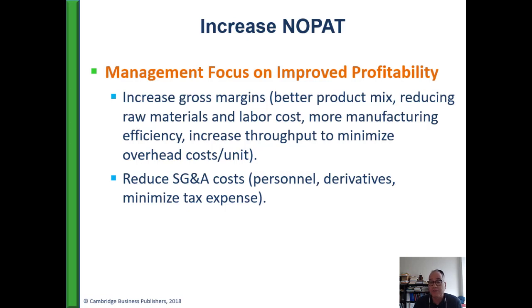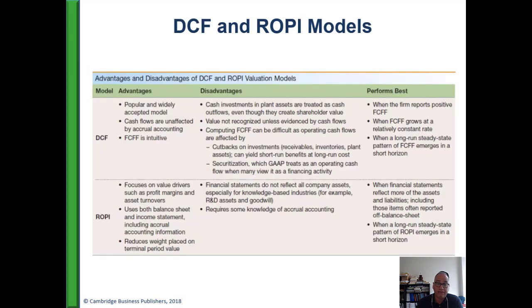Okay. Increase NOPAT. So how do you increase NOPAT? Better gross profit margins. Either increase your sales price, decrease your cost, or perhaps shift your product mix from less profitable products towards more profitable products. Another approach is to reduce your SG&A expenses. And if you can produce the same sales with less selling costs, then that's also going to increase your NOPAT.